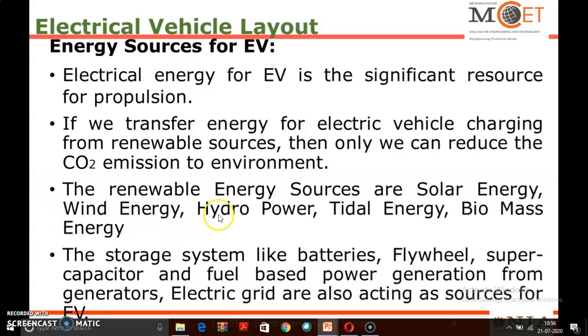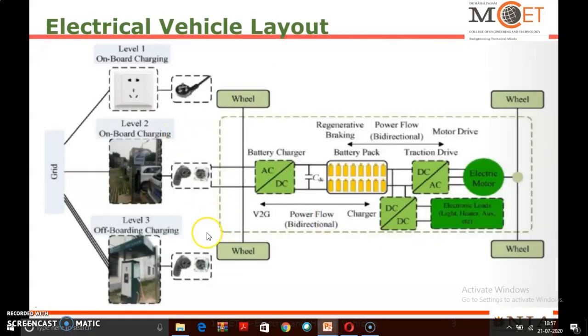Apart from this, there are hydropower, tidal energy, biomass energy, and so on. The primary energy resources are solar power and wind power. We know that in solar power, when sunlight falls upon the solar panel or solar module, it generates electricity. The electric power generated from the solar panel or solar module is in DC form, but the available grid system is an AC grid system.